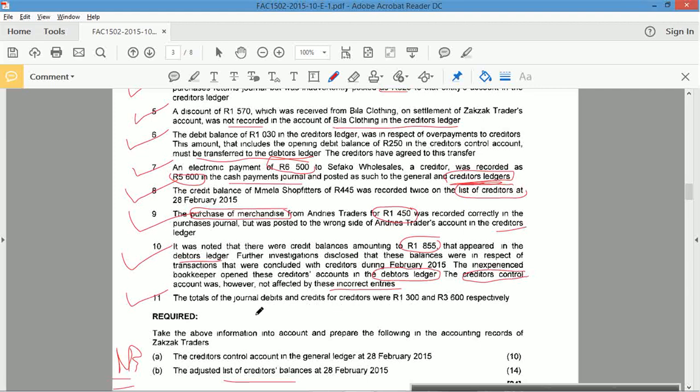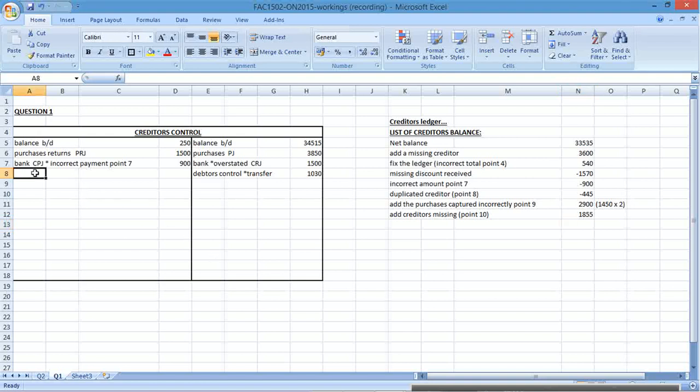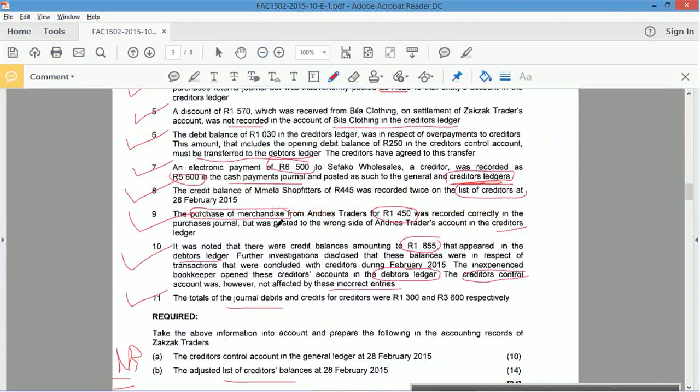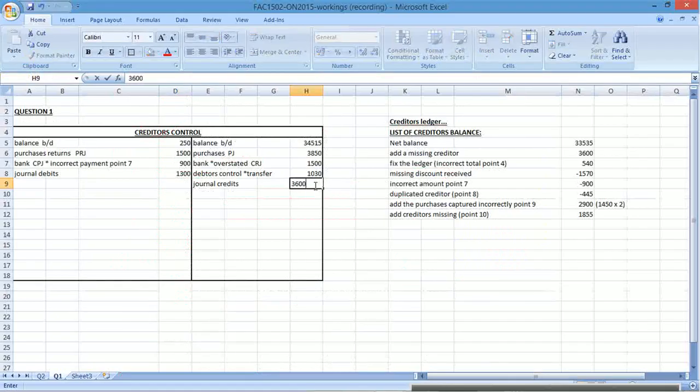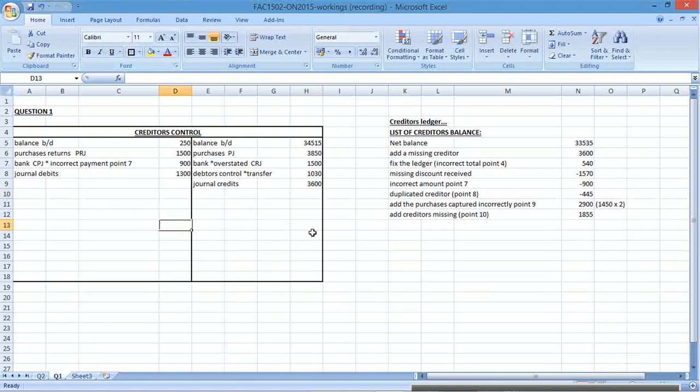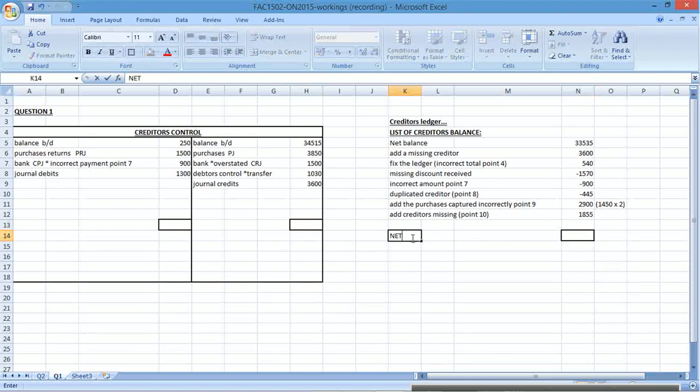and 3.6 respectively. Okay, so journal debits, journal credits. Okay, so the journal debits were how much? 1.3, and the journal credits were how much? 3.6. Okay, and then you would literally balance this account off, and you would sum up all of that. Okay, so net balance after adjustments, add up all of this.